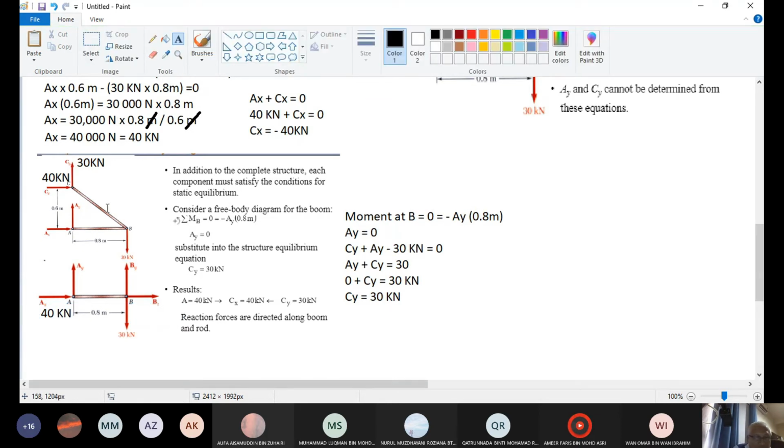So now we need to solve CB. How do we get this CB? We need to use theorem Pythagoras to solve the CB. Now we are very clear. This rod here, AB here is 40 kilonewton, but we cannot get this until we resolve it.